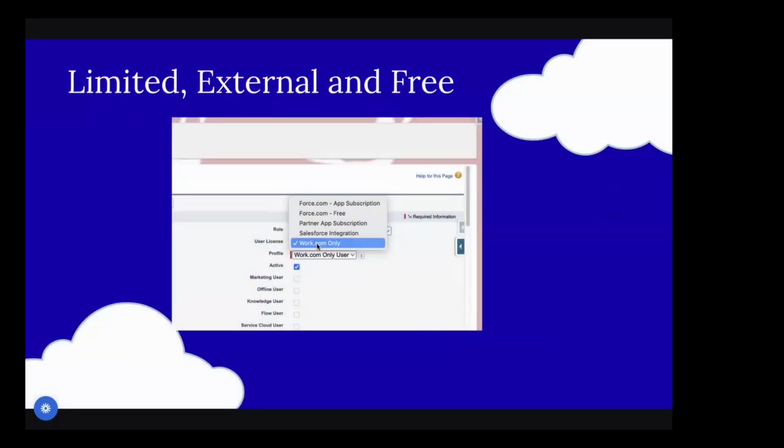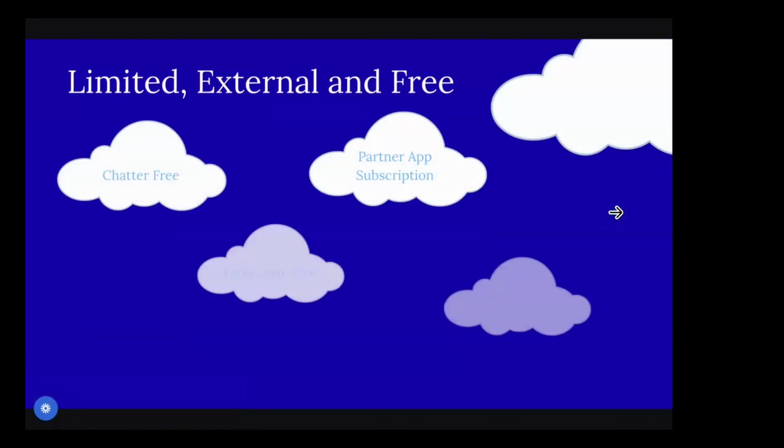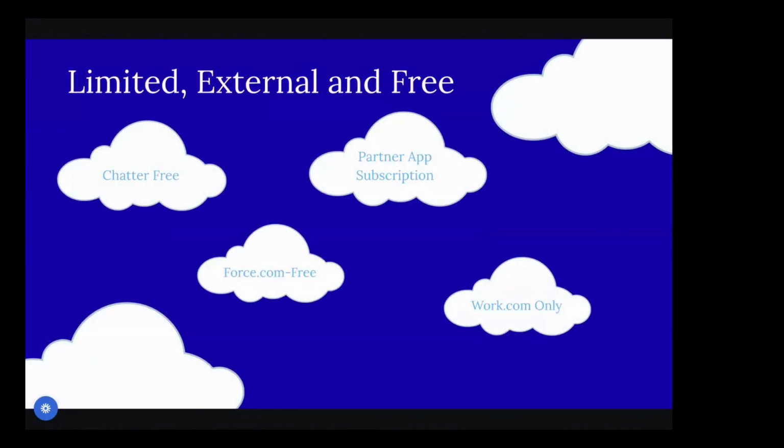Limited, external, and free licenses. Not every user needs full CRM access, and thankfully not every license costs money. Chatter free licenses let users collaborate through Chatter groups, profiles, and files, but they can't view records or use the API. Partner app subscription licenses are for external users in Experience Cloud, like vendors or partners who log in to manage their own accounts or deals. Force.com Free provides limited internal access, often used for very lightweight app users. Work.com Only is designed for performance and coaching tools. These licenses are great for engagement, collaboration, or partner portals without adding full CRM cost.